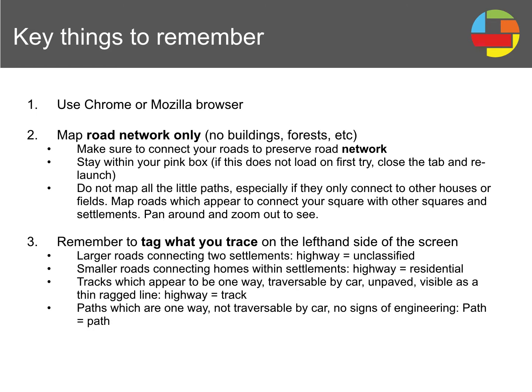A few key things to remember before we get started today. Whenever possible, make sure all your roads are connected to preserve the network throughout the area. Be sure to stay within your box so that you don't overlap work with someone else. Try not to map paths that appear to connect other houses or fields. Community partners on the ground are mapping those connections. Do map roads that appear to connect your square with other squares. Zoom out to provide a larger perspective of the area. And finally, remember to tag what you map using the outline below.